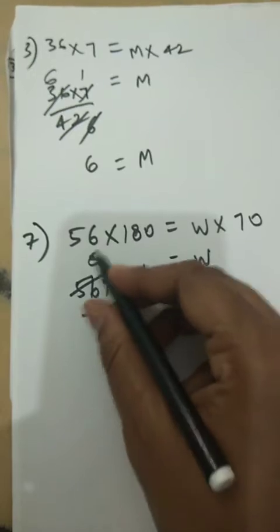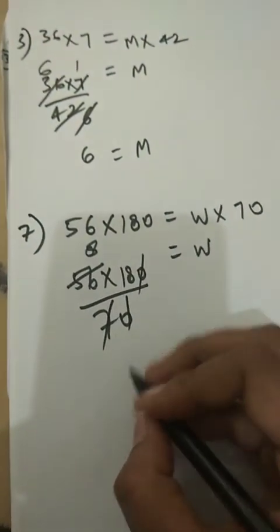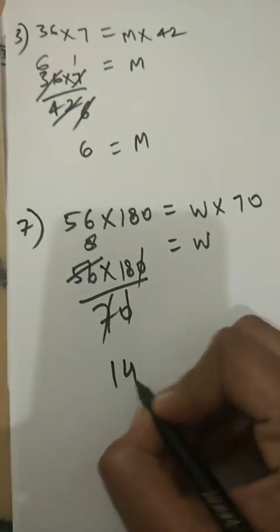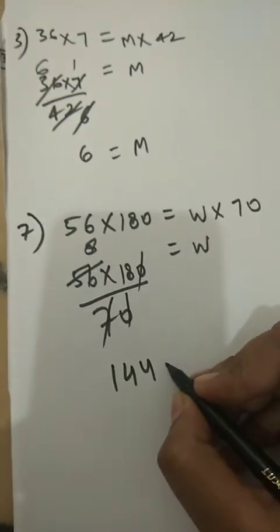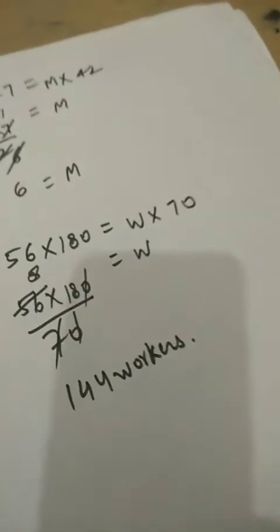7 ones are 7, 7 eights are 56, and then you will write 18 eights, that is 144. So 144 workers will be needed to do the work. So this way we are going to do the questions of direct and inverse variation.